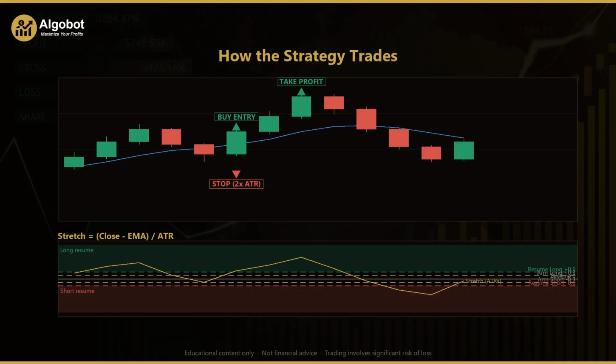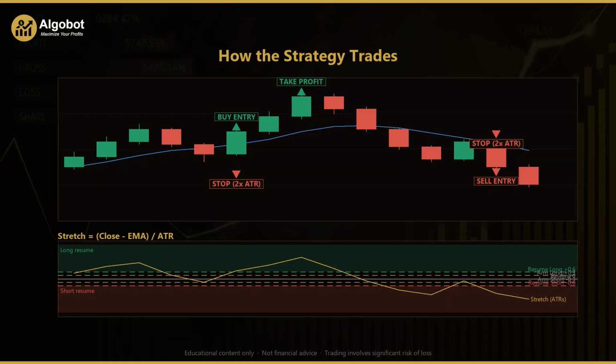Now the character of the market changes. Price rolls over, the candles turn down, and the baseline flattens and begins sloping lower. The regime has flipped to down, so the strategy now only considers shorts. Price trades below the baseline, and the stretch falls deep beneath the zero line, into strongly negative territory.